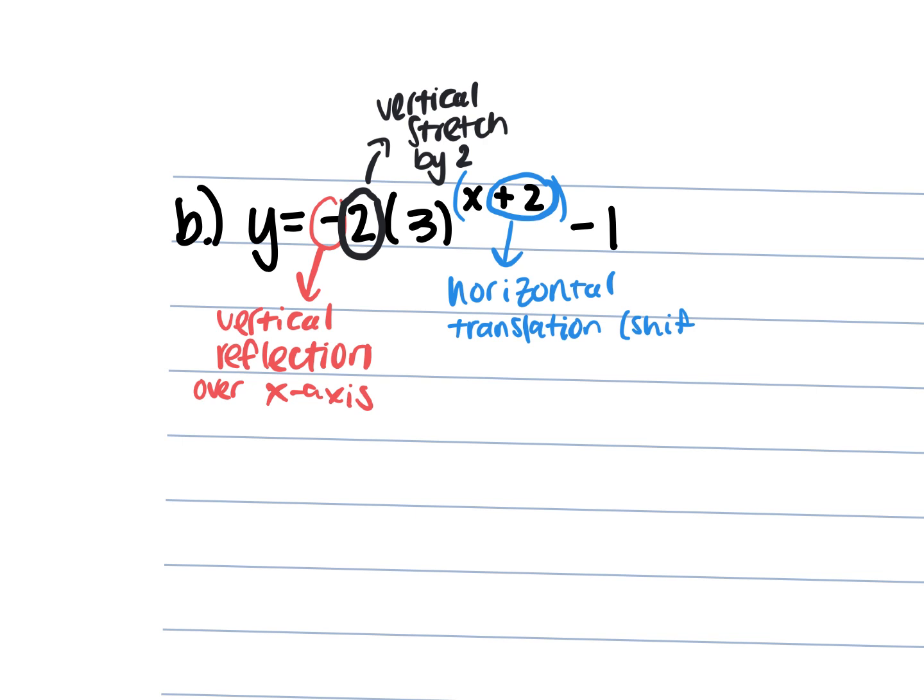And then lastly, you have to say it's to the left. The reason it's to the left is because it's opposite world, so that plus actually means to the left. And then the last one is this -1. It's a vertical shift down 1.